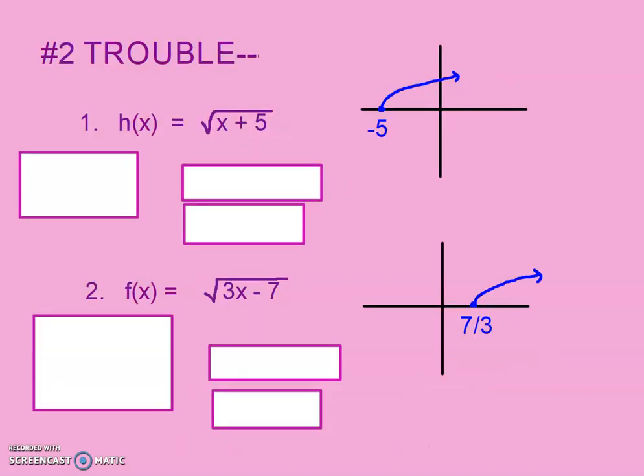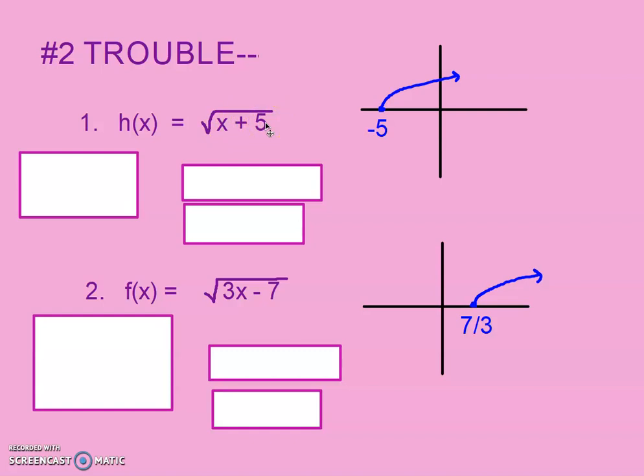Look at our troublemaker number 2. It's our radicals that have even indexes. So we know we can't take the square root of a negative number. It gives us imaginary values, and we don't want imaginary values. So we have to make sure that whatever's underneath this radical always stays nonnegative.